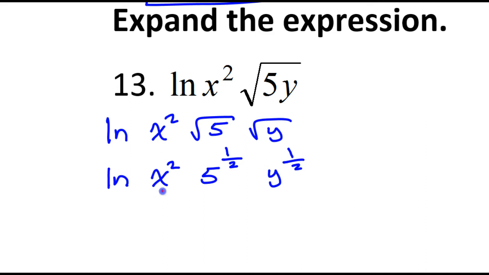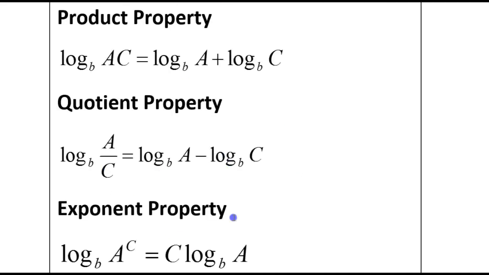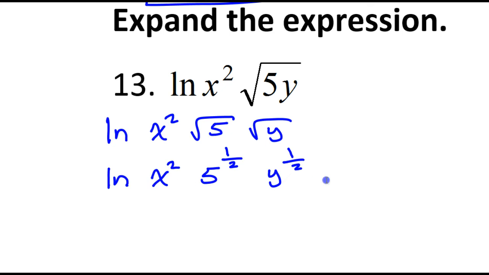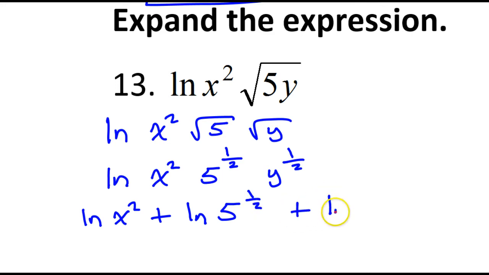Okay, it's not time to do the quotient property yet though. First we're going to do the product property. When you have things multiplied together, you can split them apart as addition. This is all multiplication. There's no denominator here. So that means this will split apart as all addition. So I'm going to make this into 3 terms: natural log x squared plus natural log 5 to the 1/2 power plus natural log y to the 1/2 power.